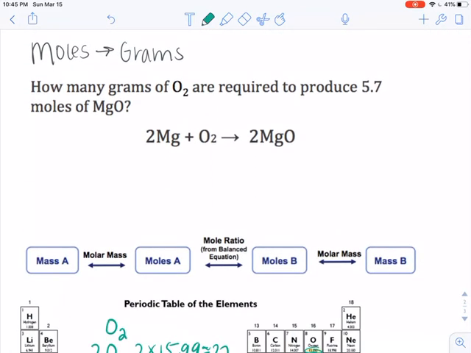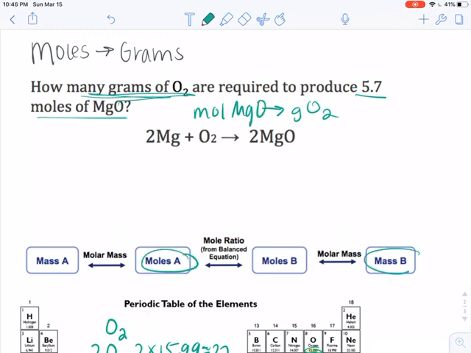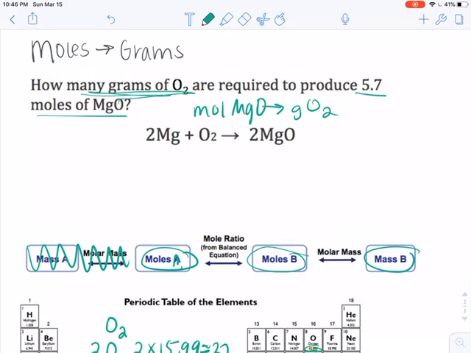Now I'm going to start somewhere else. I'm starting from moles, and I'm going to grams because it's asking how many grams, so it wants me to get to grams of O2, and I'm starting with moles of MgO. So this time I'm going from moles to grams. I'm hopping on the highway at moles and going from moles of A to moles of B. So again, moles A is given, so that is MgO. And then B, I'm going to be talking about O2.